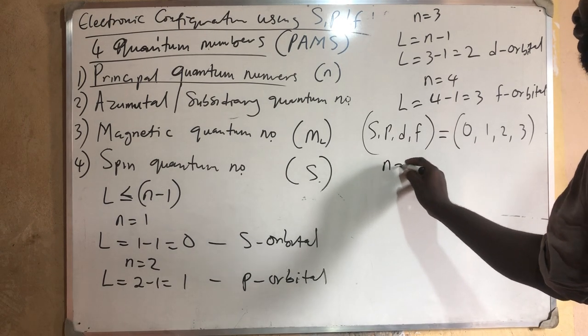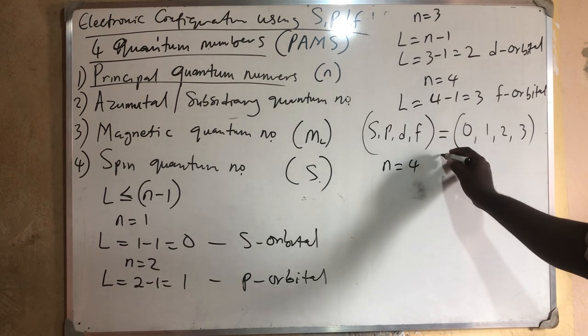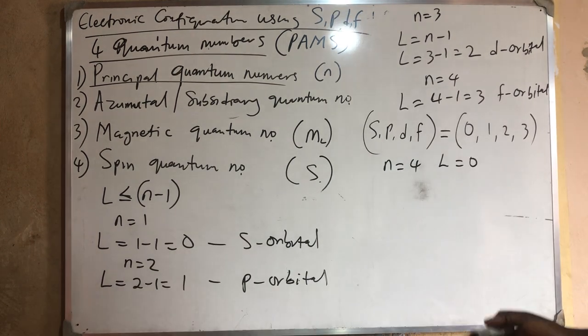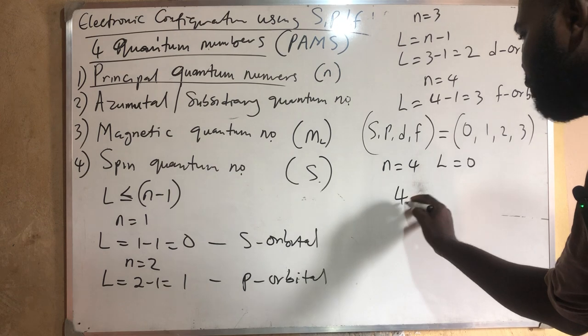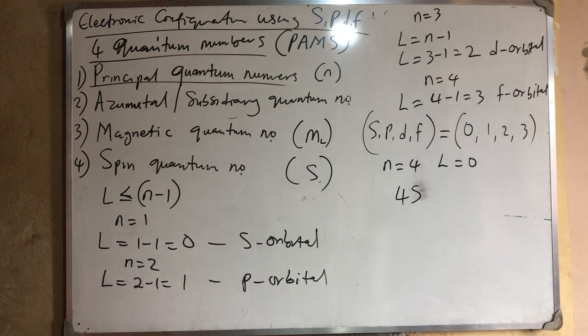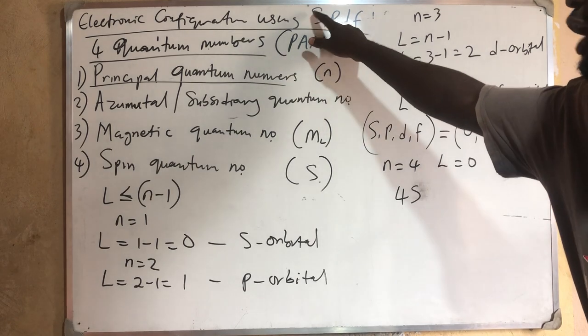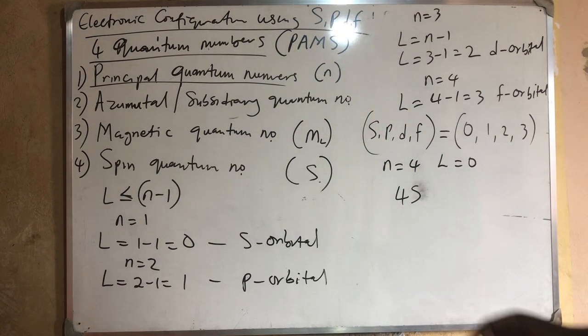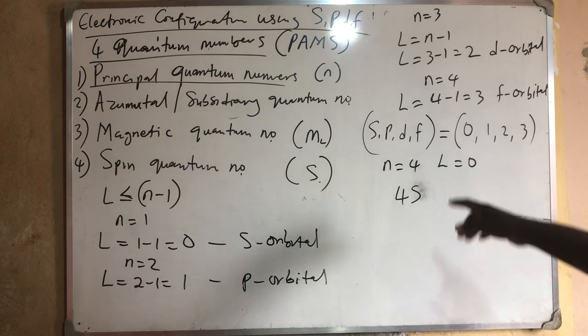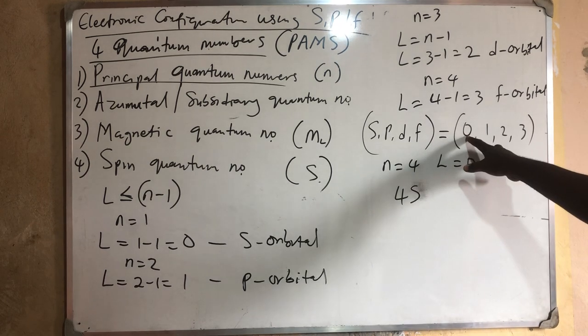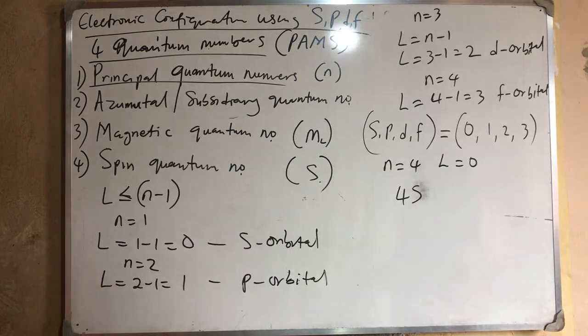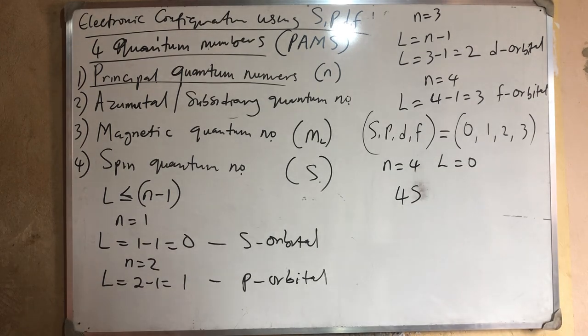So if somebody gives you that n is equal to 4 and L is equal to 0, what does it mean? It simply means your 4S. How did I get the 4S? I told you that the principal quantum number is always the coefficient. So I have that 4 as a coefficient, and L is 0, and if L is 0, we know that it is the S orbital.